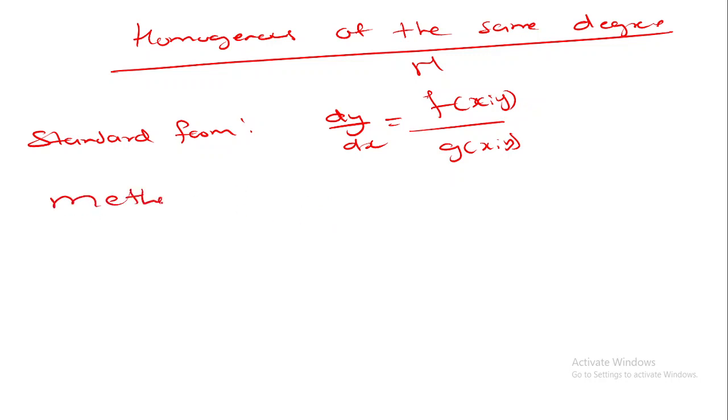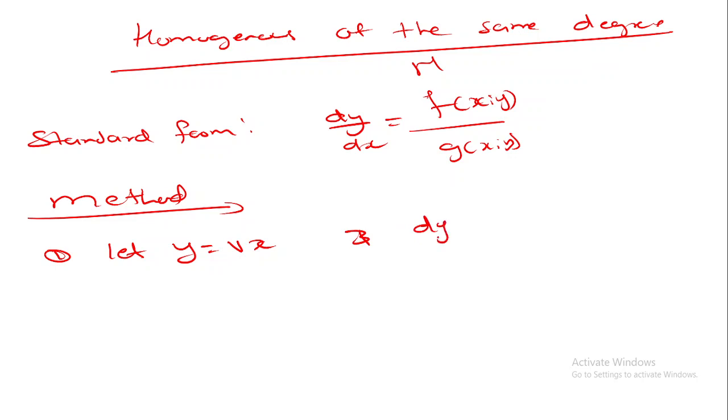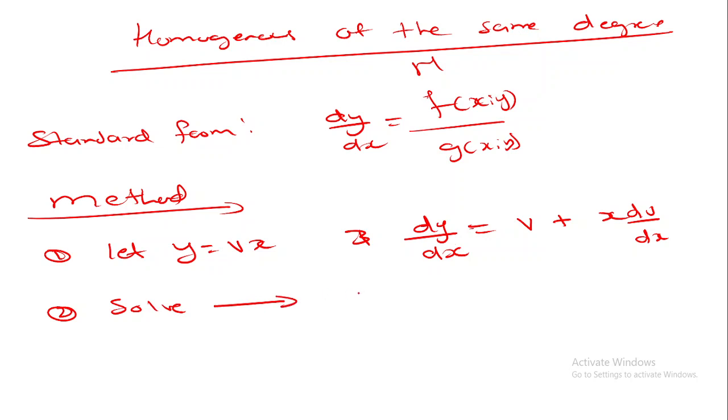How do we approach this? Number one, the first thing you're going to do is let y equal vx, and then you're also going to let your derivative, dy over dx, equal v plus x dv all over dx. This is the first thing you're going to do. You let y equal vx, and you let dy over dx equal v plus x dv all over dx. After doing that, you're going to solve.